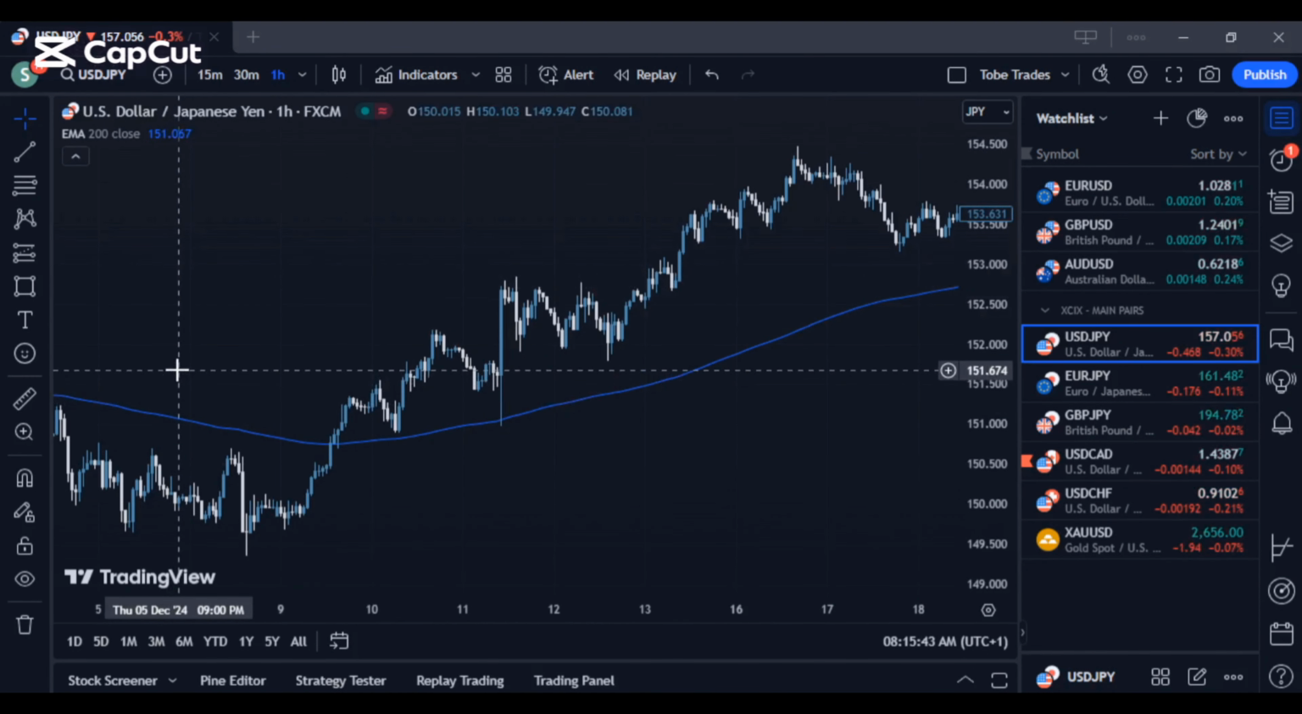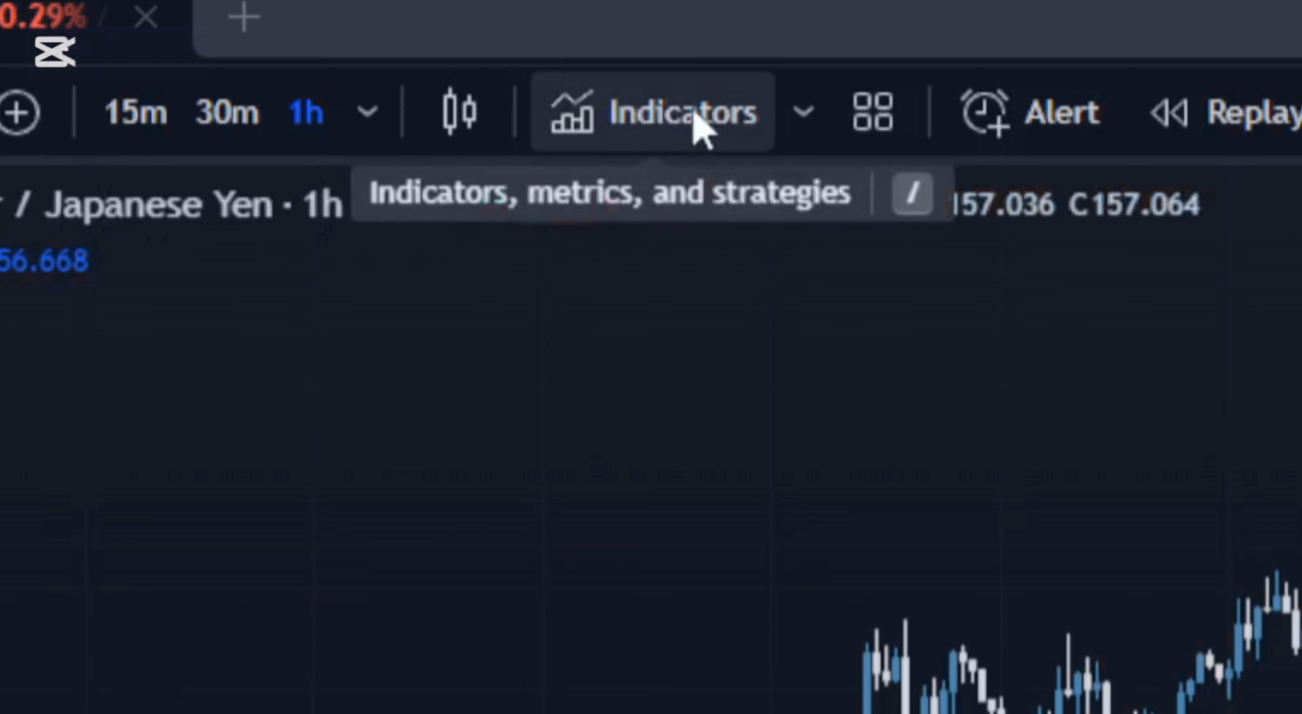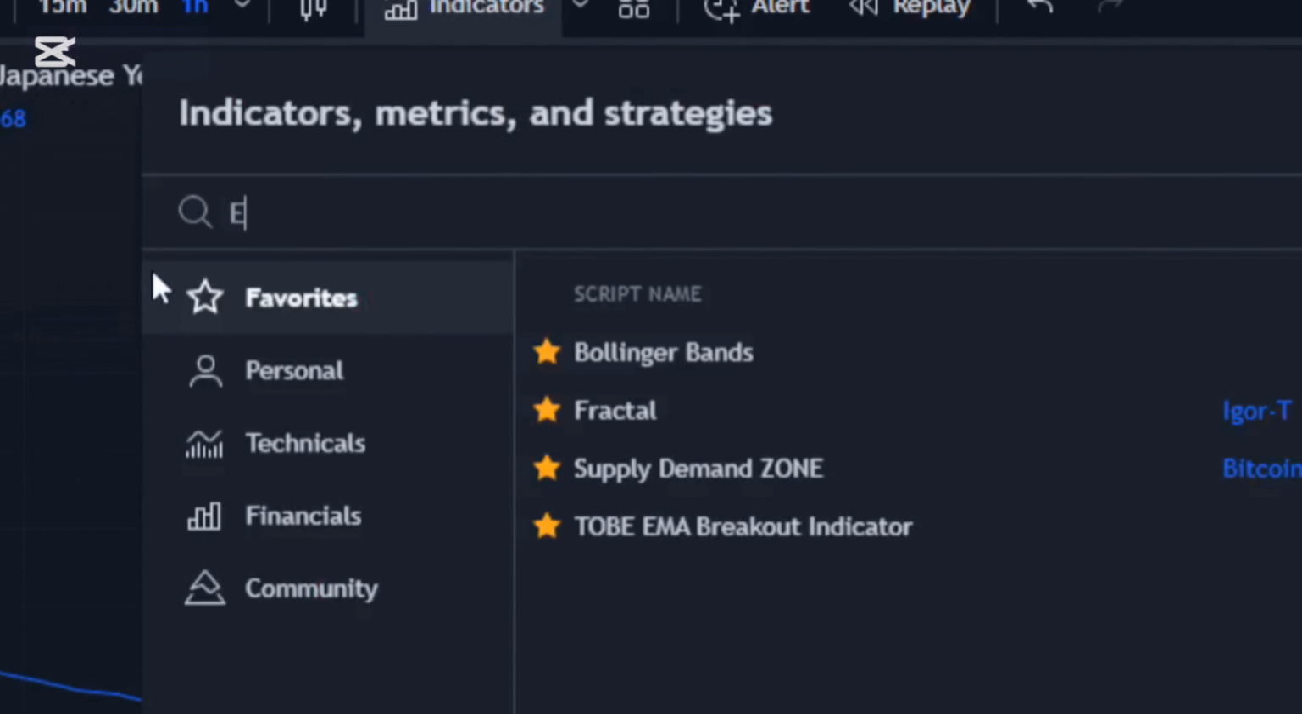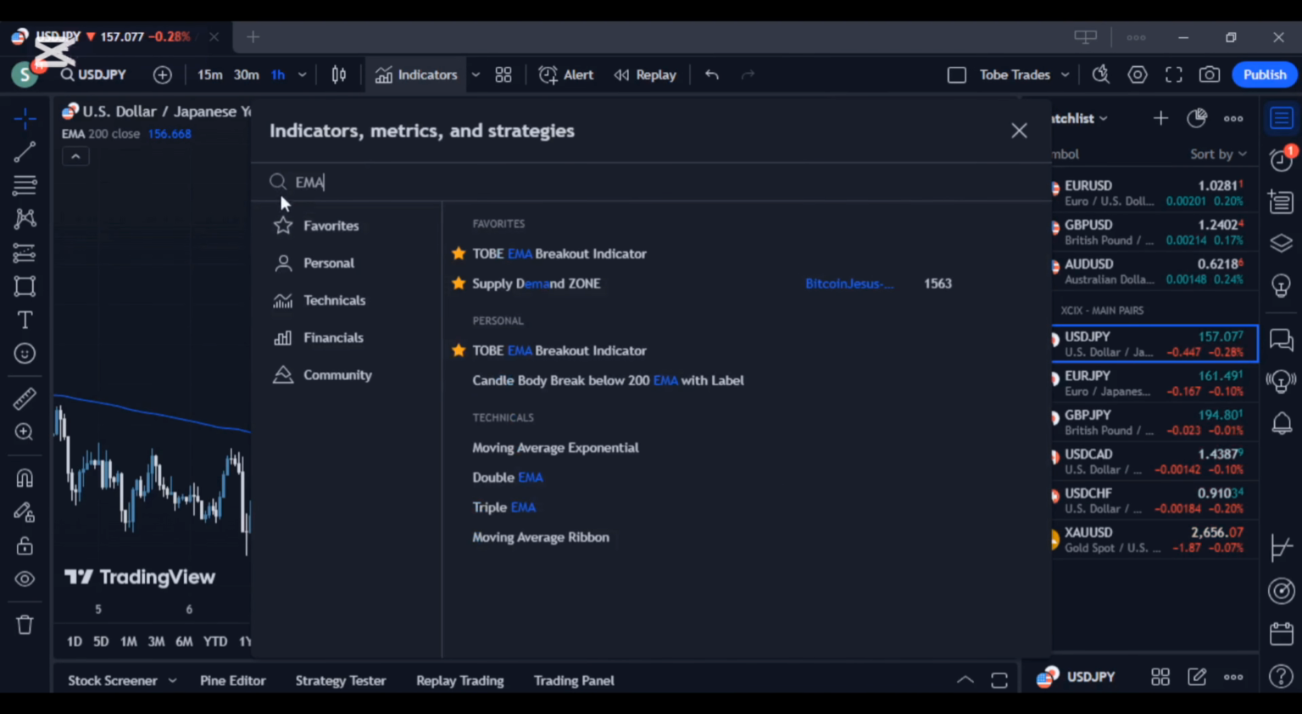In this video, I'll be showing you the best forex trading indicator that's going to make you a profitable and successful trader. First, you want to come to the indicator section here and search for an indicator called the EMA, also known as the exponential moving average. Alright, so this is the EMA, the exponential moving average.